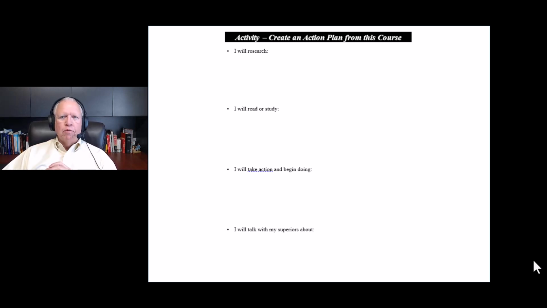So the first is, I will research. What areas do you want to research more that you picked up on from this 3-hour intensive? Secondly, I will read or study certain areas. Is there certain components or certain topics that you want to read a little bit more and be able to understand a little bit better? Third, I will take action and begin doing certain things. What is it that you want to start doing that you've picked up from this 3-hour intensive? And then the last one, I will talk with my superiors about these things. What items or topics do you want to talk to management or your supervisor or even peers on the team about from the aspect of estimating?